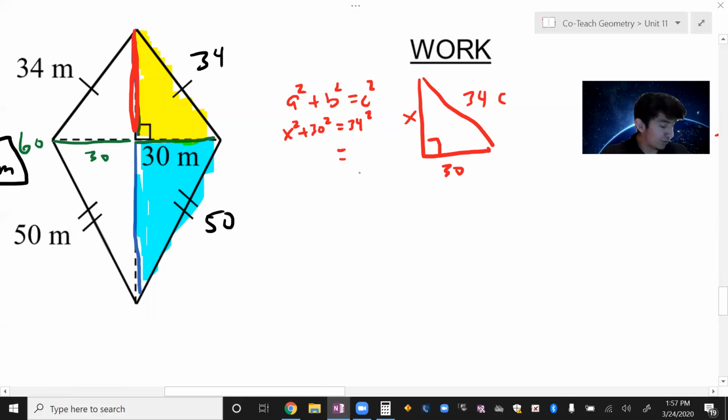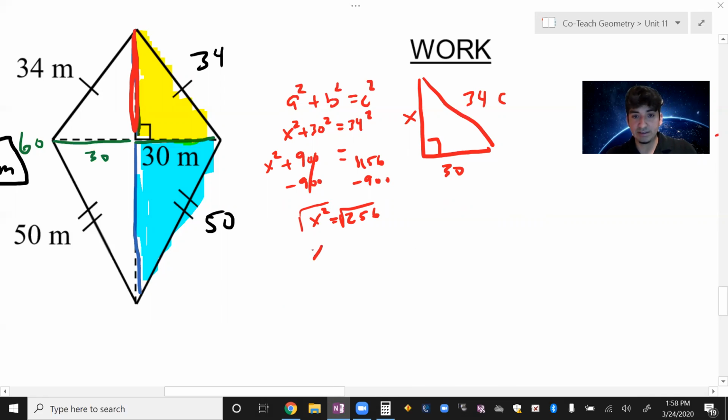As we're going, we can use our calculator to solve for what we got. In this case, use your phone calculator. 30 times 30 is 900, and 34 times 34 is 1156. Then subtract 900, and so x squared is equal to 1156 minus 900, which is 256. Then you can square root it, and it'll be 16. So x equals 16. That means this is going to be 16.